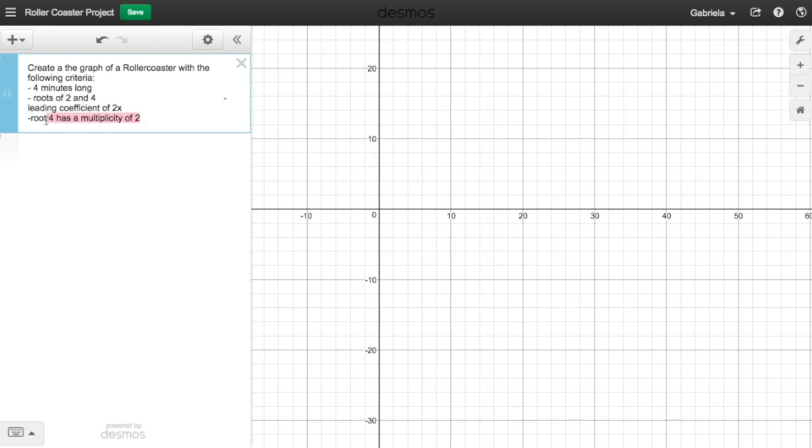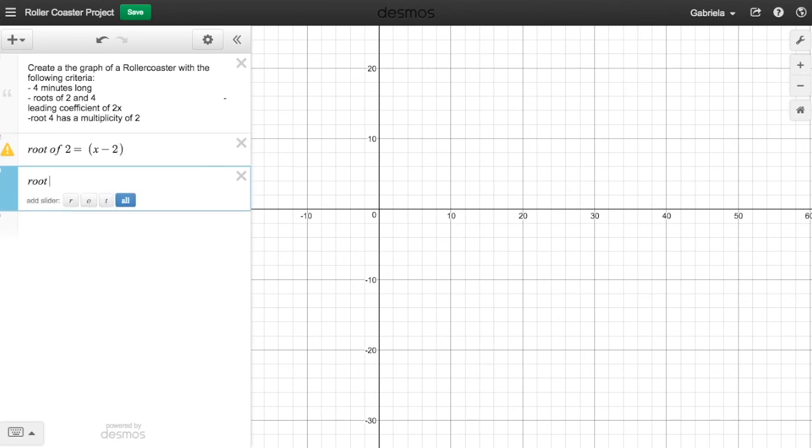The first piece of criteria, 4 minutes long, is basically another way of telling us it's going to have a root at 4. We also know that because it tells us it has roots at 2 and 4. In factored form, this would be x minus 2 equals 0 and x minus 4 equals 0. It has a leading coefficient of 2x, so we know we have to multiply the whole thing by 2x.